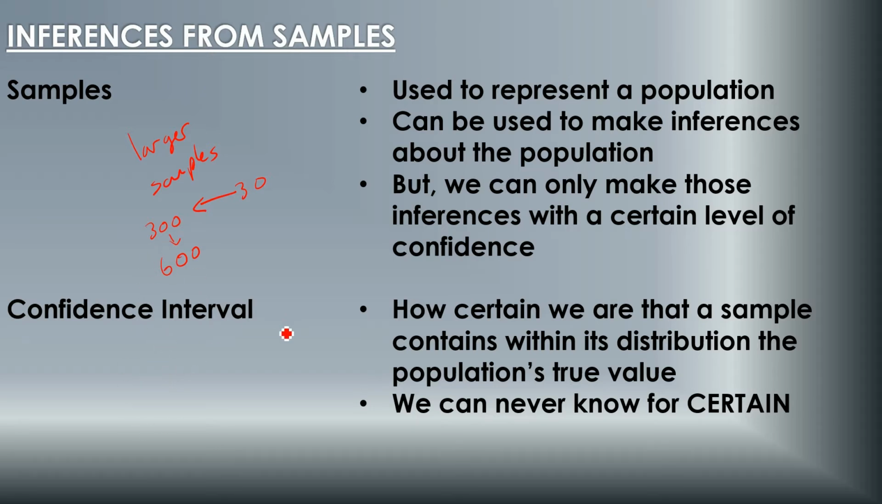So our confidence interval is how certain we are that a sample contains within its distribution the population's true value. But we can never know what that population value is for certain. We can't make true statements. We can't say with 100% certainty that anything about the population from a sample is absolutely true. We can infer certain things, but we cannot say with 100% certainty. So that's what the confidence interval has to do with.